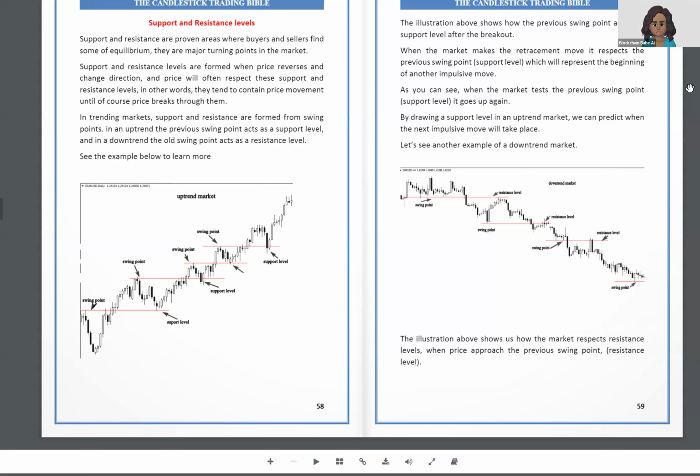Now, when we talk about support and resistance, to put it in very beginner terms, support is the floor.